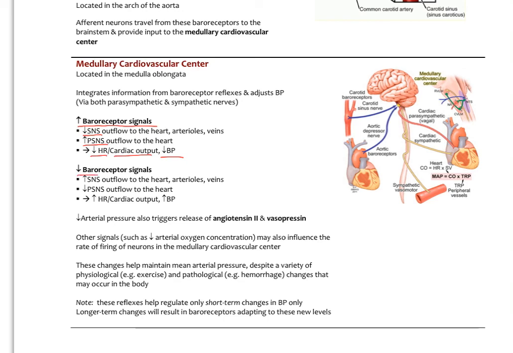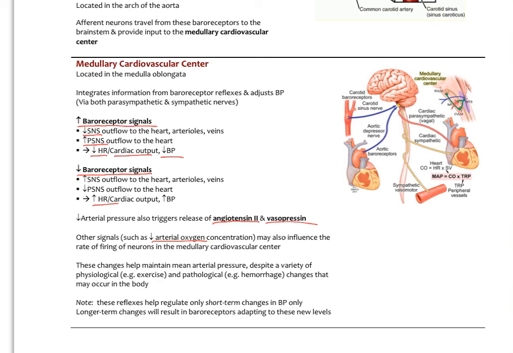A decrease of the baroreceptor signals will cause the sympathetics to increase and parasympathetics to decrease, and that will increase the heart rate, cardiac output, and blood pressure. The decreased arterial pressure also will trigger the release of angiotensin 2 and vasopressin. As we talked about 2 slides ago, that also will help regulate and increase blood pressure. There are other signals such as decreased arterial oxygen concentration that also influence the rate of firing of the neurons in the medullary cardiovascular center.